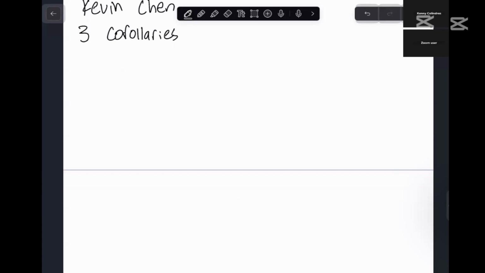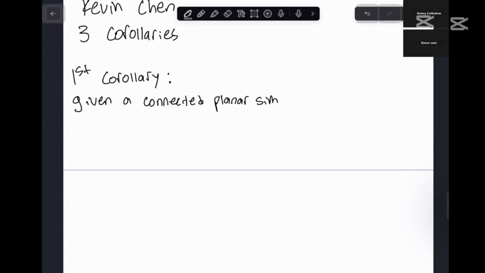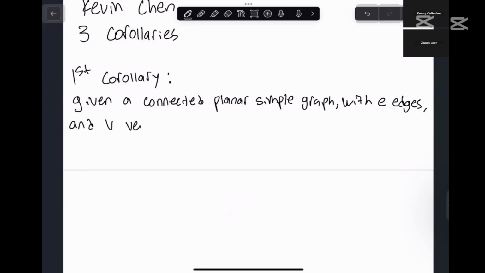So now here we're going to start with the first corollary, which states that given a connected planar simple graph with E number of edges and V number of vertices, where V is greater than or equal to 3, we get the inequality E is less than or equal to 3V minus 6.